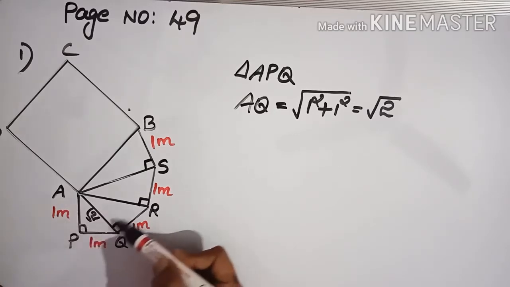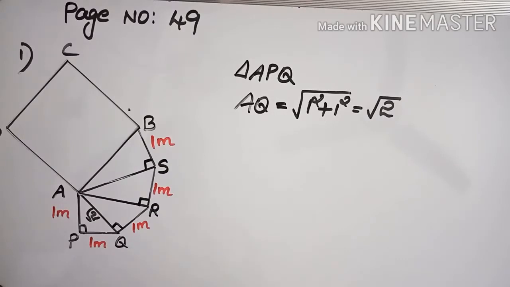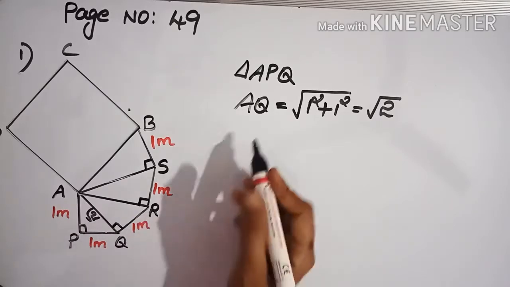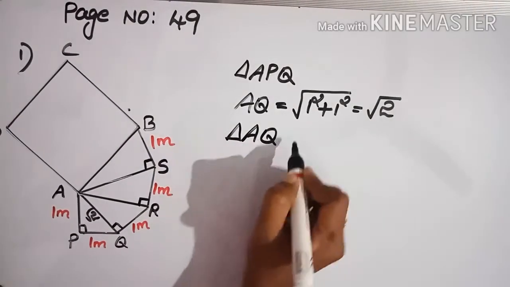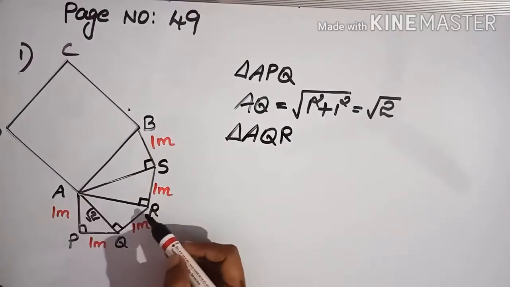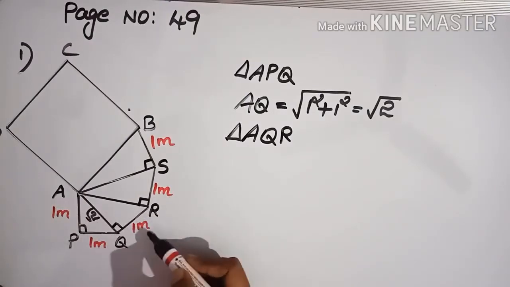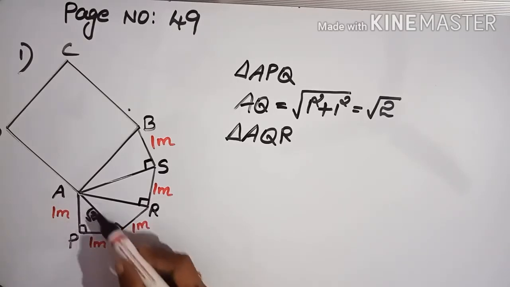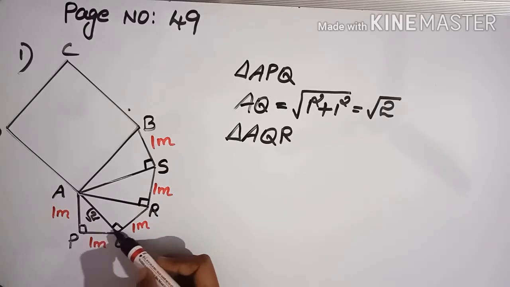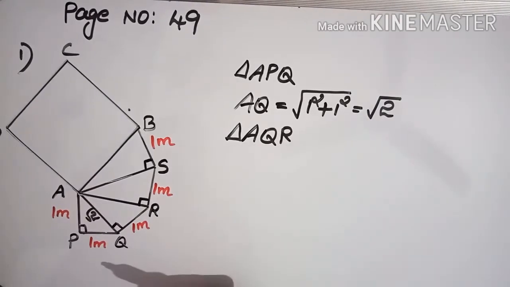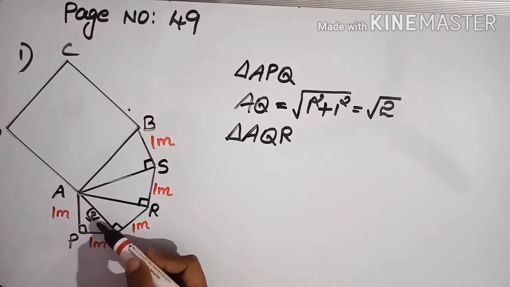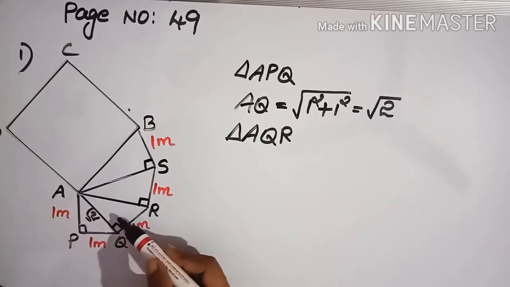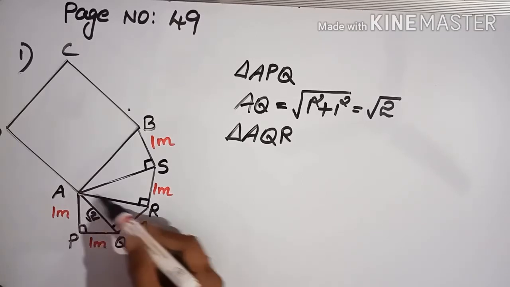You can continue this procedure up to the last right triangle. Now let's consider the next right triangle, AQR. In this right triangle AQR, base QR is given, that is 1 meter, and the perpendicular side, altitude, is AQ, which we found to be root 2. So altitude is root 2, base is 1. By using these two, we can find the hypotenuse of this second right triangle AQR, that is AR.